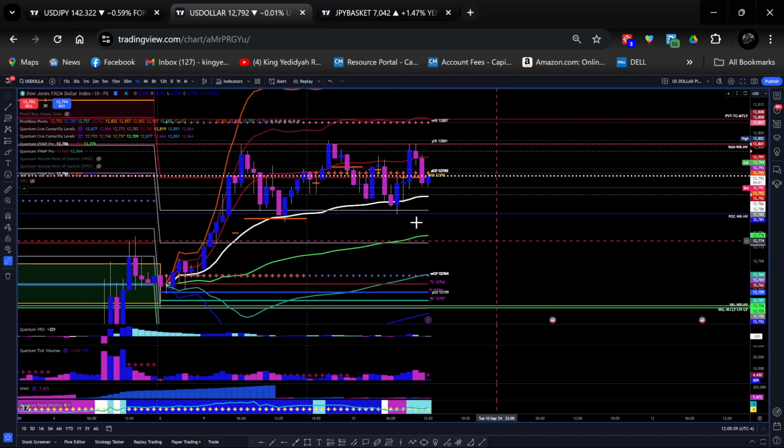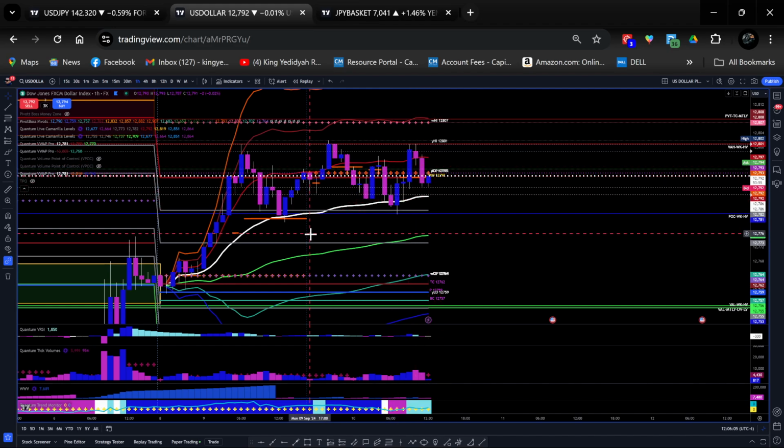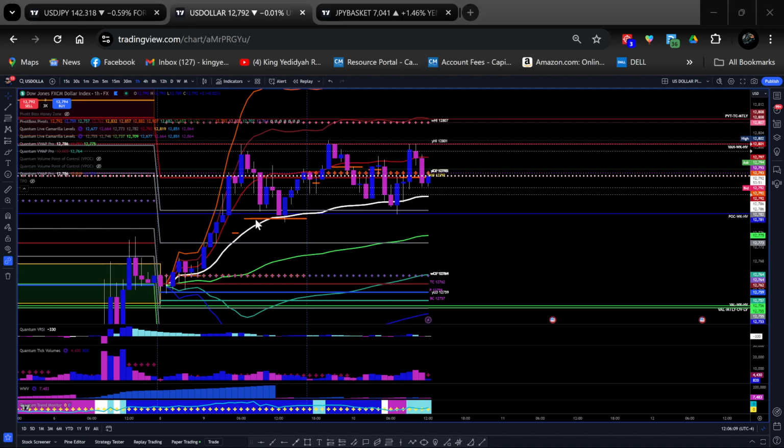So we have this initial bullish activity on the US dollar pushing up, bull flag. Possibly we're creating these higher lows so far. That was bad right there. Let's see if we could do that again.